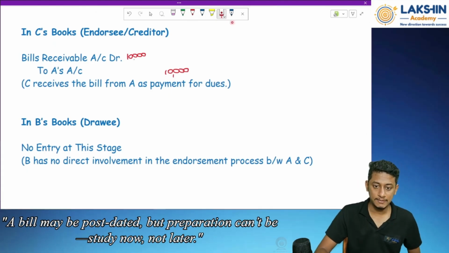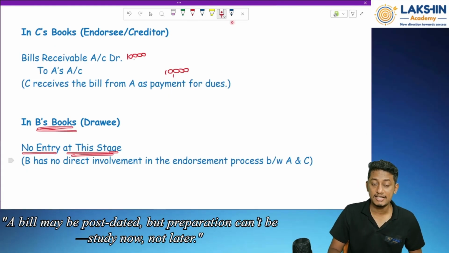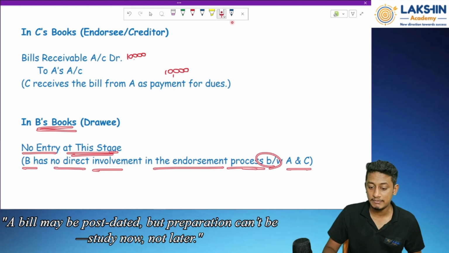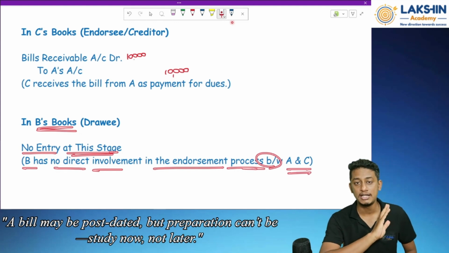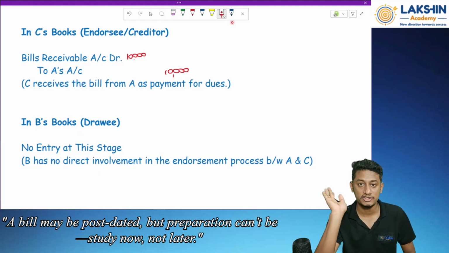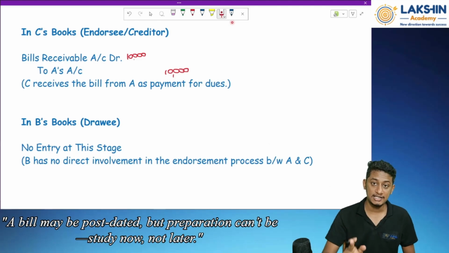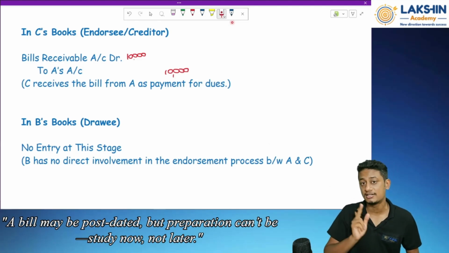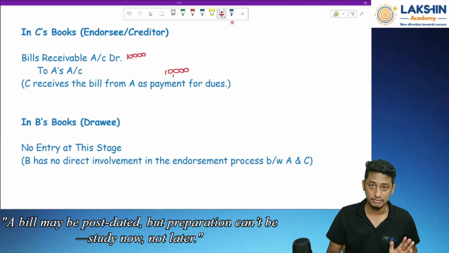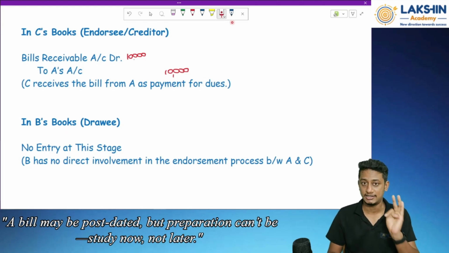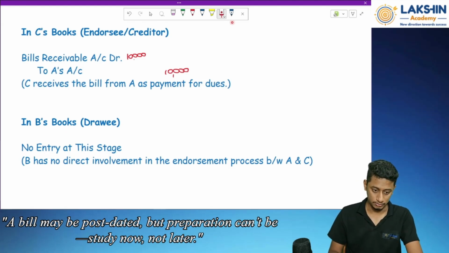In the books of Mr. B, no entry at this stage. Why? Because Mr. B has no direct involvement in the endorsement process that is done between Mr. A and Mr. C. The endorsement is a transaction that is done between A and C. That's it. Remember. Okay. Good.